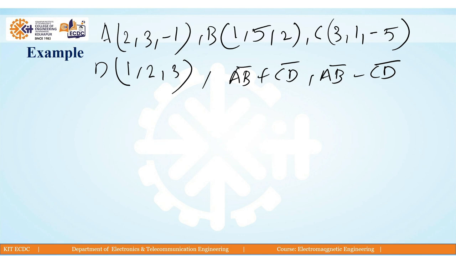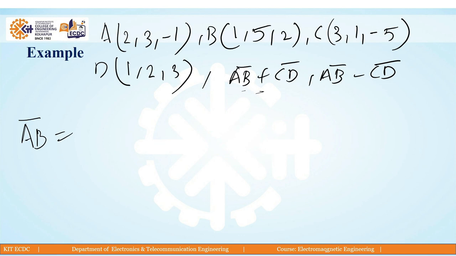Before trying to solve this vector addition, we need to find vector AB as well as vector CD. Then only can we find the result of vector addition and the result of vector subtraction. So find out vector AB. This will be your task. When coming to the next session, you can come up with the answer.